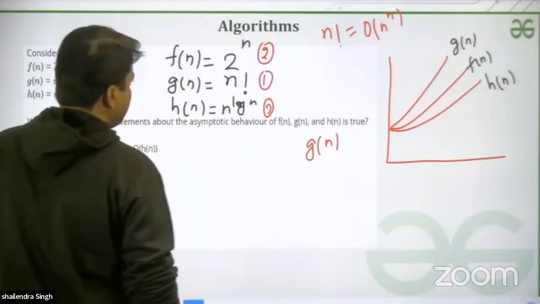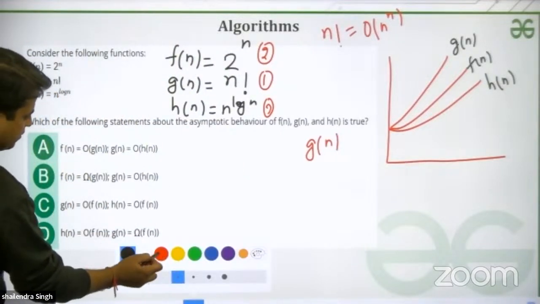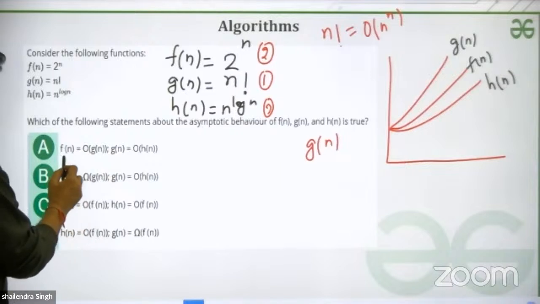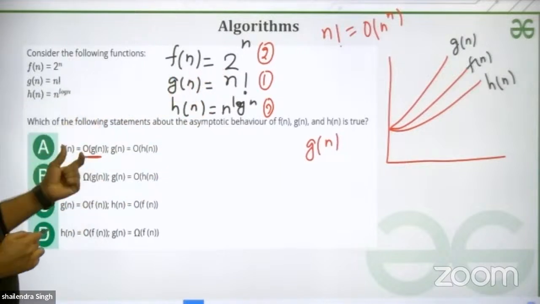सो विच वन इज द करेक्ट ऑप्शन? ऑप्शन नंबर ए देखिएगा, ऑप्शन ए क्या कह रहा है? ऑप्शन ए कह रहा है fn का अपर बाउंड क्या है? gn। Yes, fn का अपर बाउंड gn, this is correct.